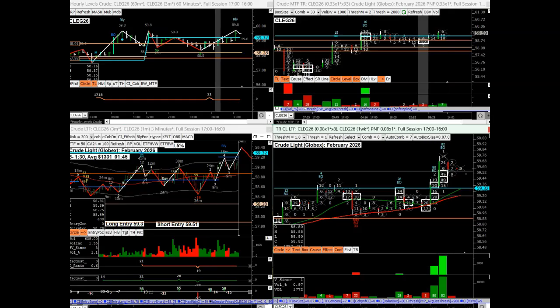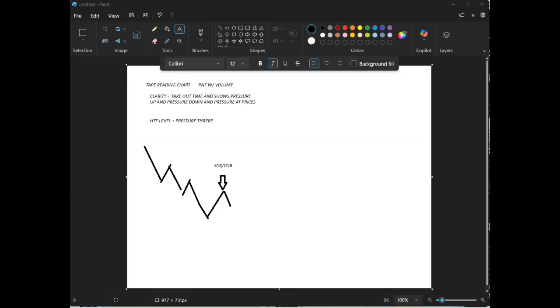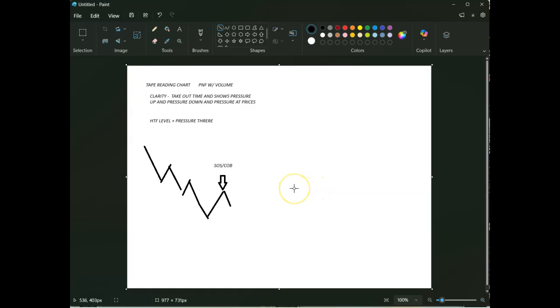All right, so the idea here again is a very simple idea in that it's just a gauge of pressure. The point and figure with volume, also known as the tape reading chart, defined by Wyckoff, which isn't really used that much today, for whatever reason, right? The idea is that it shows you pressure.